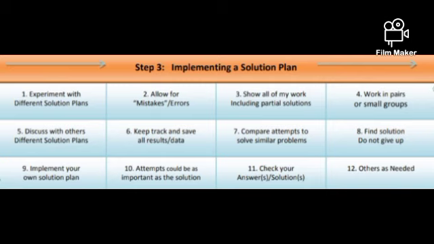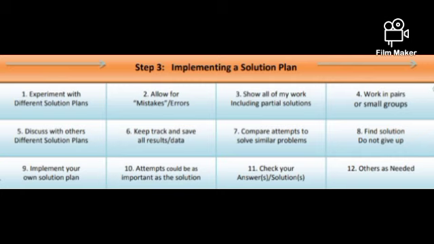7. Strategy: compare attempts to solve similar problems. Now, there may be problems that you have solved in the past that are similar to the problems that you are presently solving. And the attempt you made in solving the problems before may be applicable to the problem you are solving now.